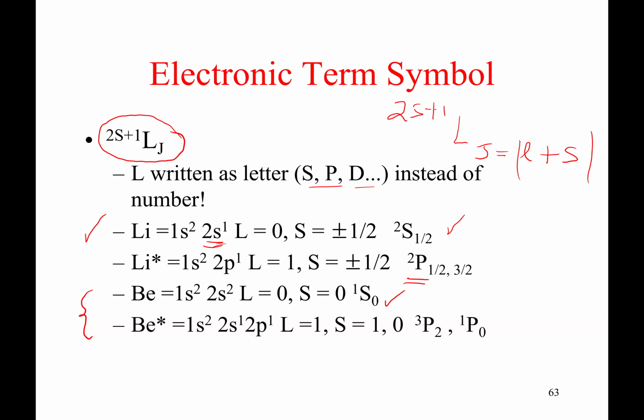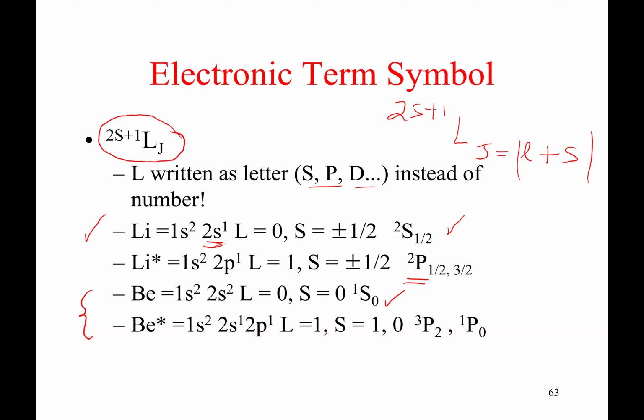Then you go to excited. If you excite it now, you're going to have a little bit more. Excite one electron to the outermost shell. That means you take one s electron and promote it to the next orbital, which means it's going to be 1s2, 2s1, 2p1. And now they're in different orbitals. So you're going to have all sorts of terms; the sum here is S.